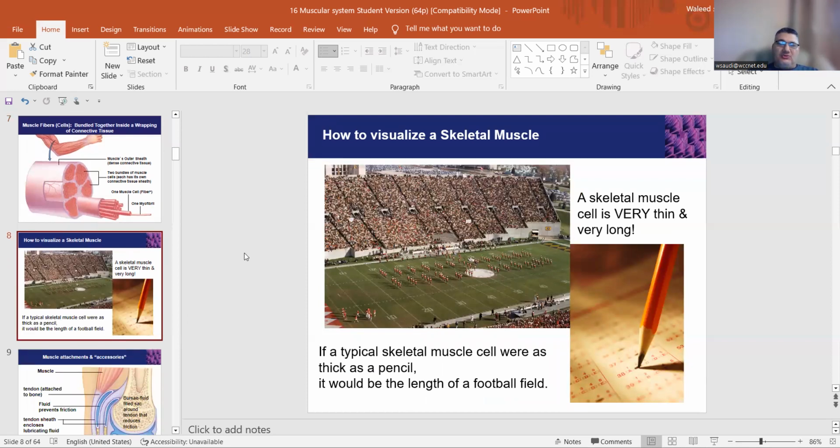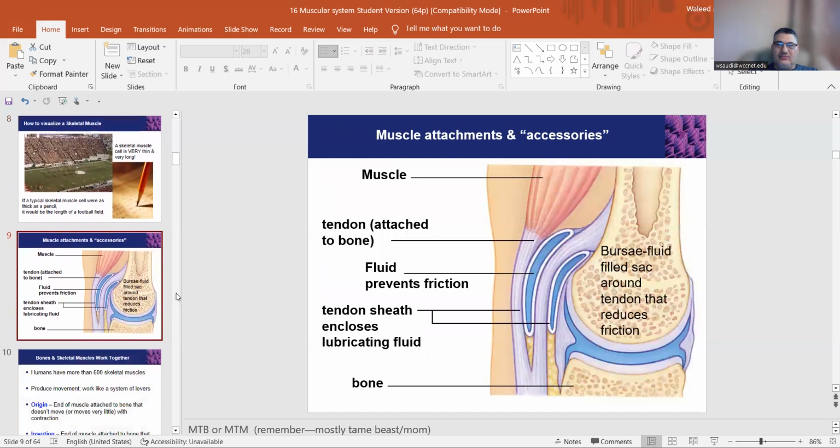The skeletal muscle that we are talking about is very thin and very long. If the skeletal muscle is as thin as this pencil, it will be as long as a football field. This is how huge it is. But it's bundled beside each other, so all of it is within the muscle itself.